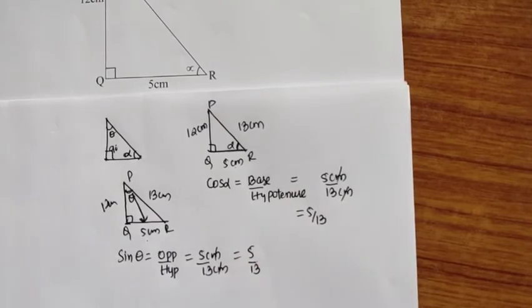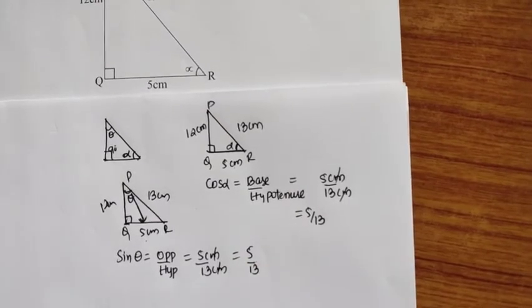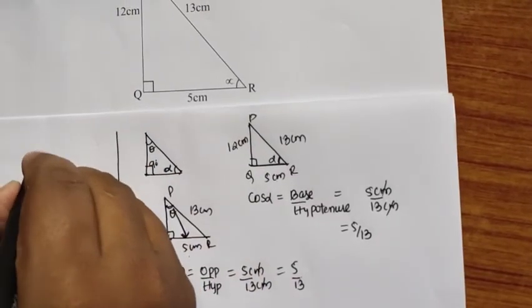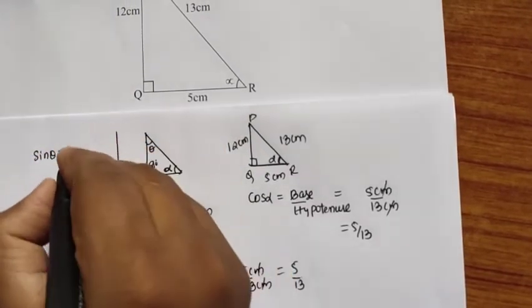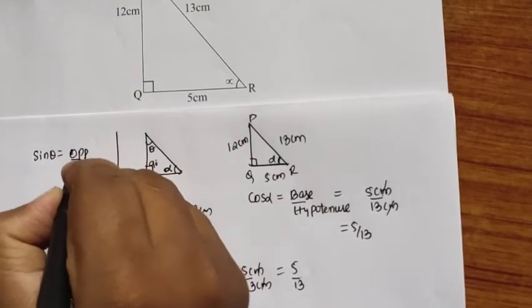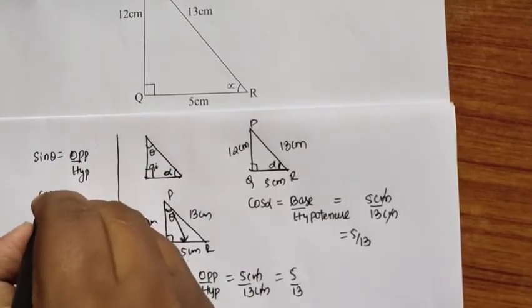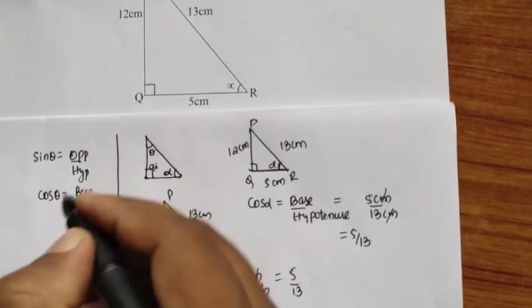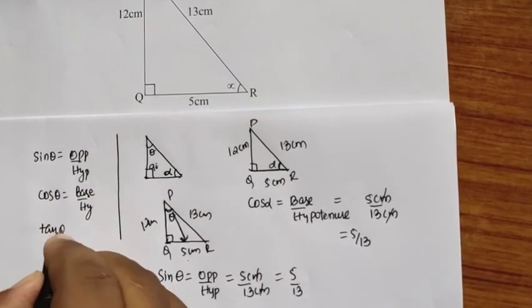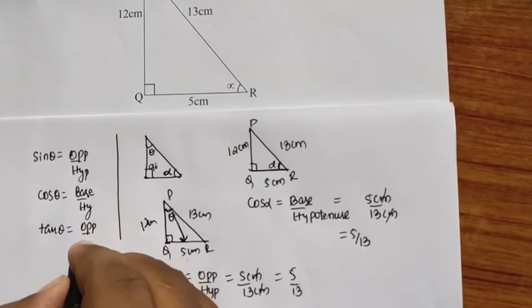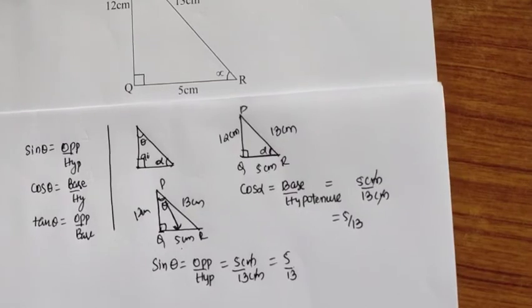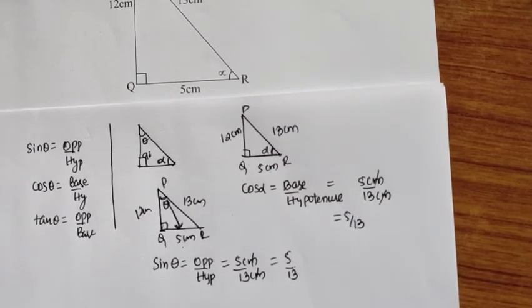So this is the process in which you can solve this. Here you only need to remember the formulas for the trigonometric functions. Sin theta is equal to opposite by hypotenuse, and cos theta is equal to base by hypotenuse, and tan theta is equal to opposite by base. Like that you can remember the formulas, and you can solve any difficult problems easily by just understanding every topic clearly.